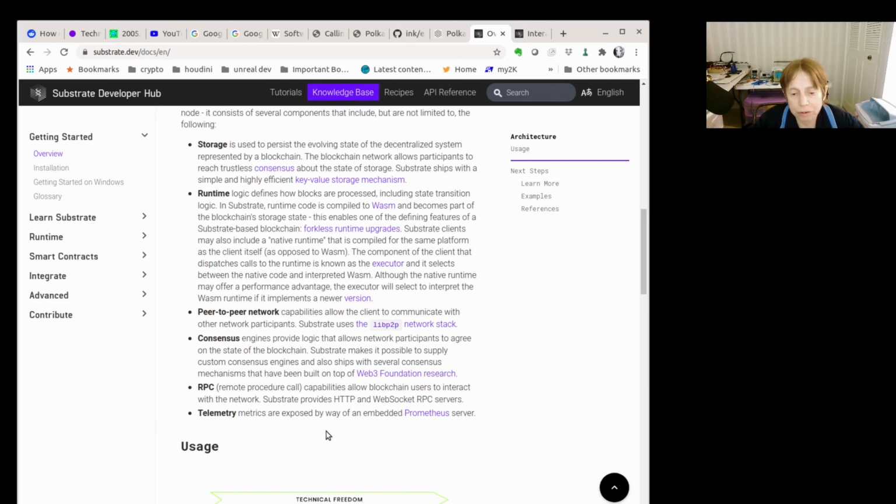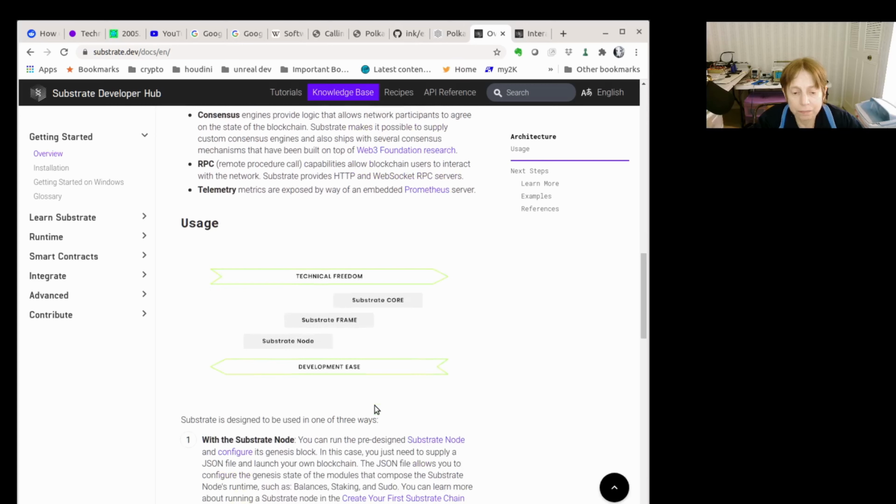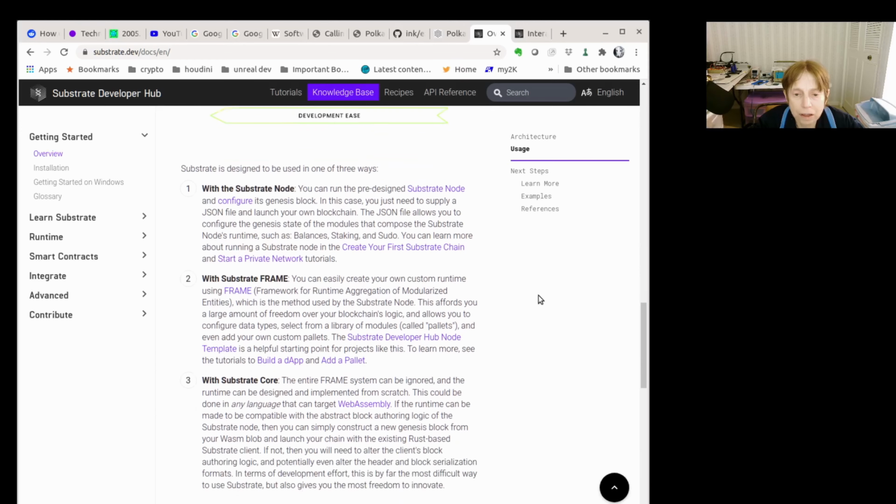Remote procedure call, and this is interesting. This is new, the telemetry metrics. So they have an embedded server for that. They're trying to talk about technical freedom versus development ease. So Substrate Node is the easiest. Substrate Core gives you the most versatility. So you can pre-design and configure things with the node.